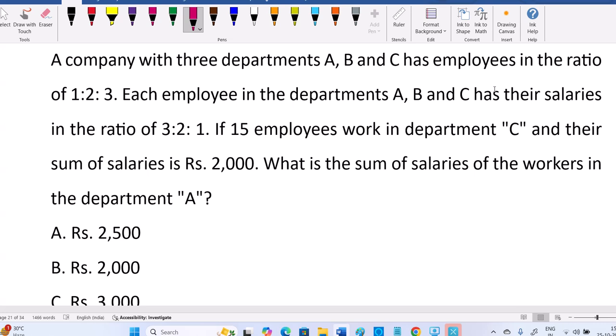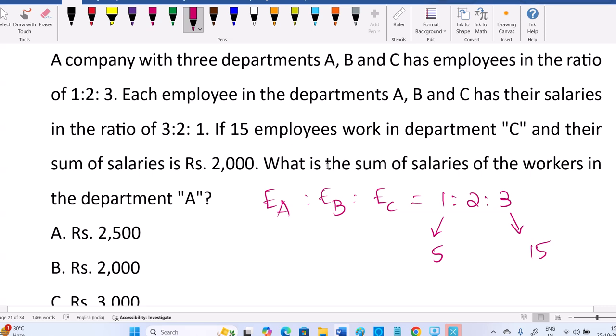So the question is regarding 15 employees in department C. Employees in A, B and C are in the ratio 1:2:3. How many employees are in each department? Okay, so the ratio is 1, 2 and 3, and they've given 15 employees. This is related to 15, then this is related to 5. Sir, what about B? They're asking about department A only. In A, 5 employees are there.